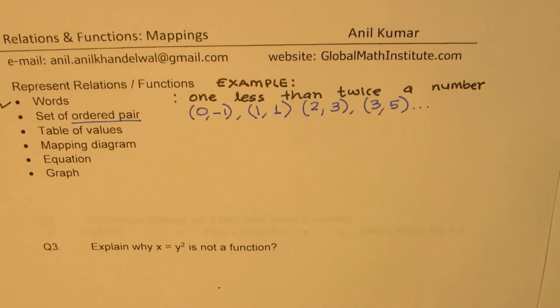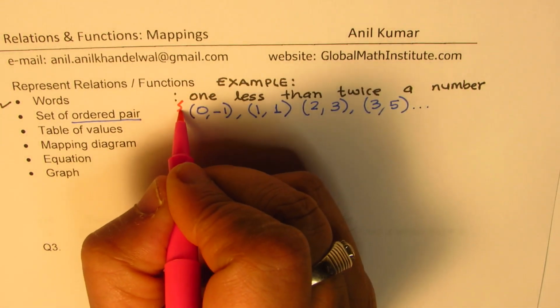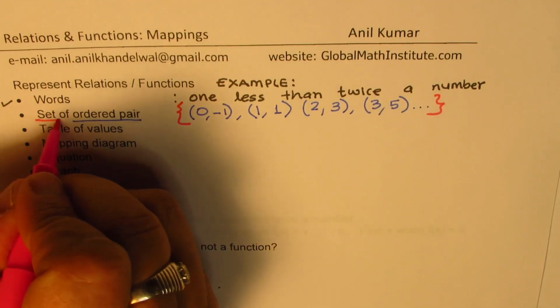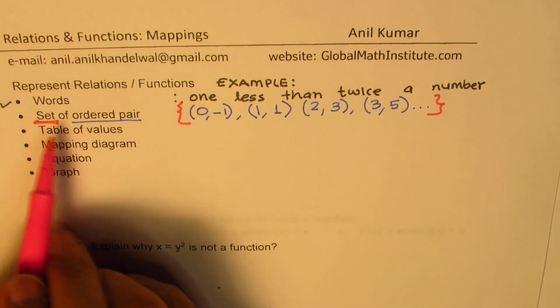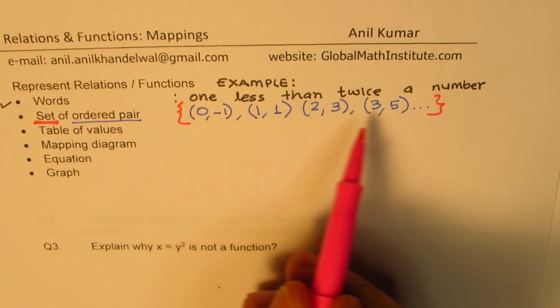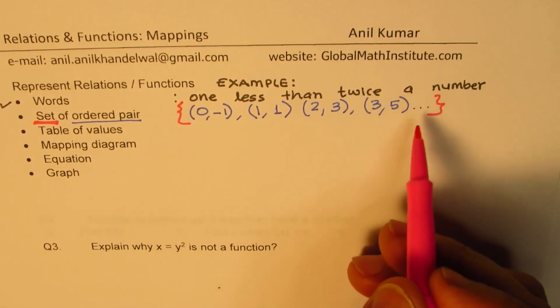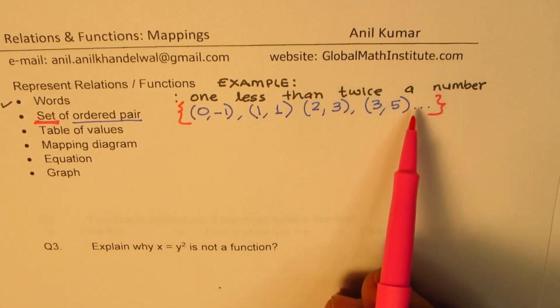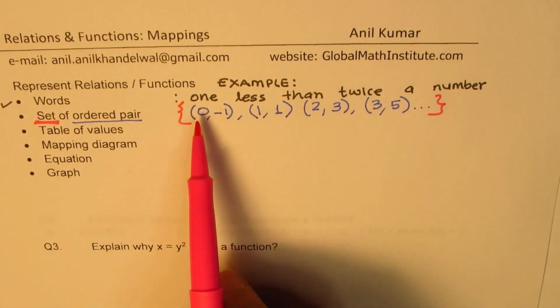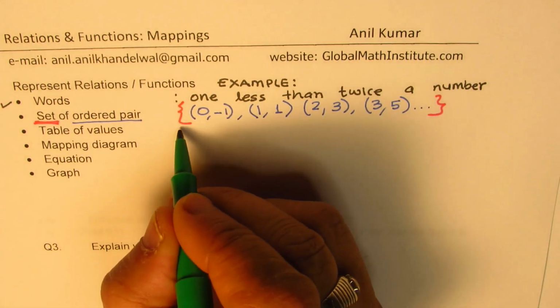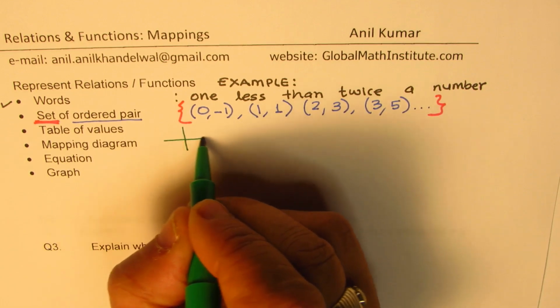Now if I write them in curly brackets, kind of like this, it becomes a set. So when I say set of ordered pairs, that is the notation. Do you see that? And if I write these dots here, that means infinite elements. You get an idea. Now the same relation can also be represented in terms of a table.